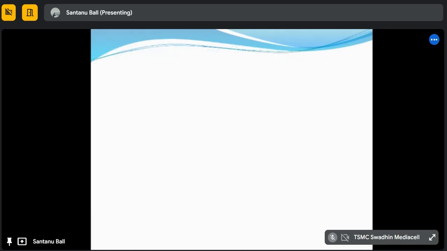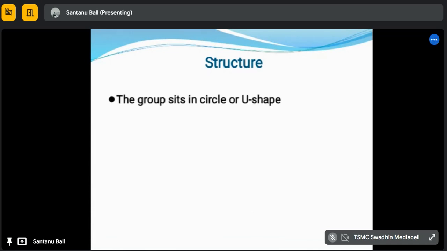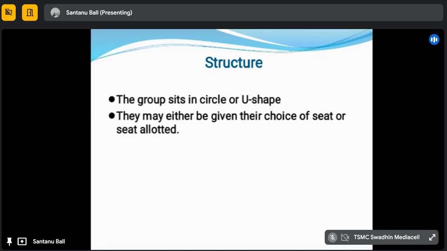Now, coming to the next slide. The structure is very important. The first thing is the group sits in a circle. The next thing is that they may either be given the choice of seat or have a seat allotted. And the next thing is that the panel observes and evaluates.